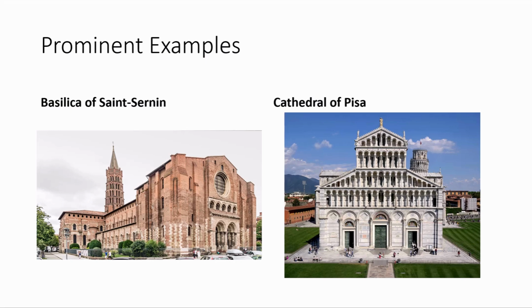If you would like to see these principles in action, I suggest you look at two notable examples. First is the Basilica of Saint Sernin in Toulouse, France, which is a perfect example of a pilgrimage church. The second is the Cathedral of Pisa in Italy, which is quite famous for its leaning tower, which shows the Italian variation of the style with its detailed marble arcading.